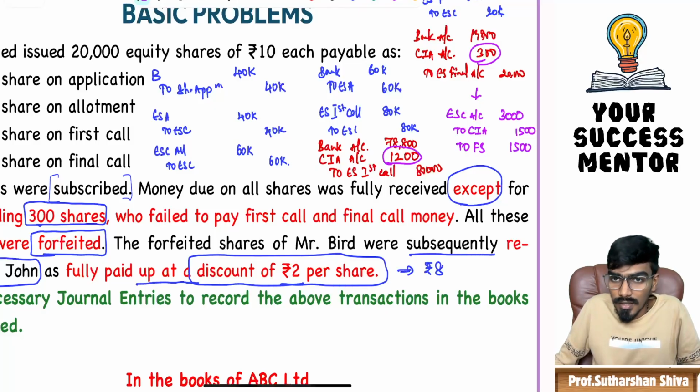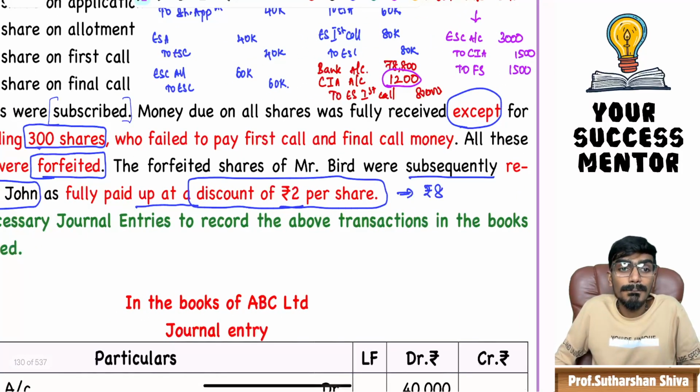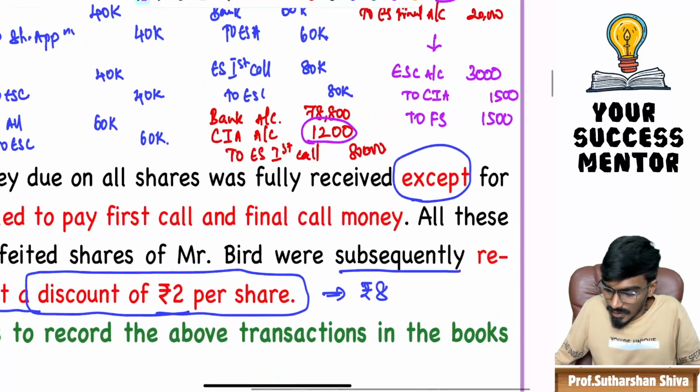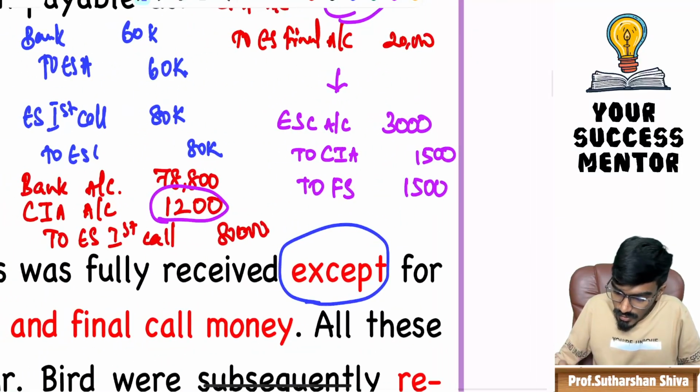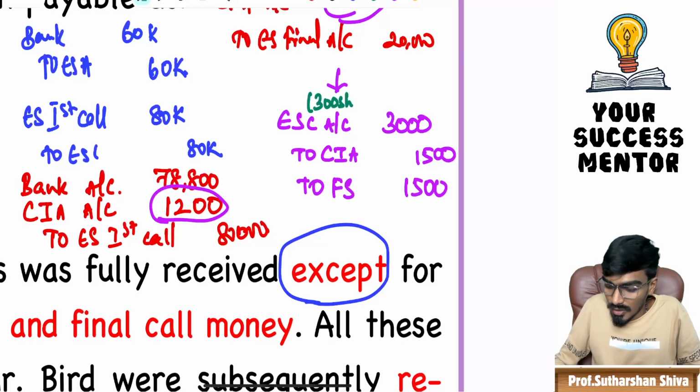Yes, sir. Now, after this point comes the reissue. On forfeiture, we have forfeited only 300 shares from Mr. Bird. On that, 10 rupees is the called up value. So, we will be putting 3,000 rupees.